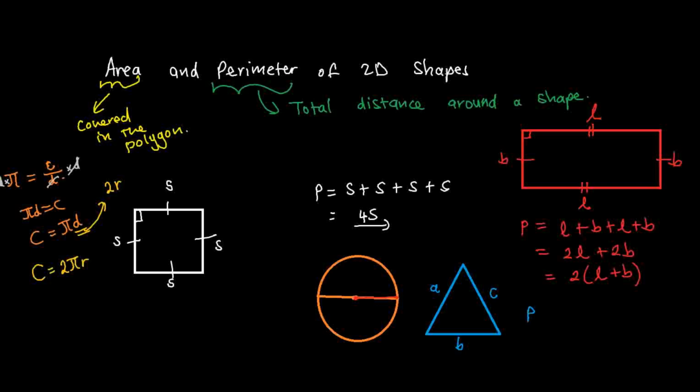But either way, the perimeter of a triangle is A, the length of one side of the triangle, plus B, the other side of the triangle, plus C, the last side of the triangle, right? And that is how I calculate the perimeter of the different types of polygons that we have.